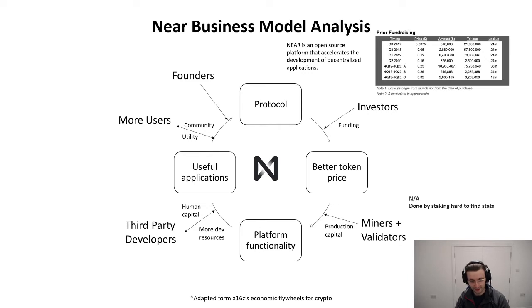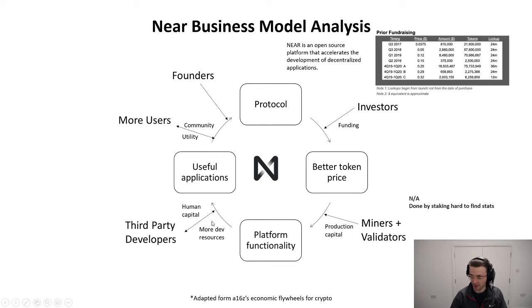So as a Near holder, you can go to staking in your wallet and just stake tokens, and that helps do the proof of stake consensus mechanism. But I couldn't find any stats anywhere on how many validators are actually running nodes. Maybe there's something out there that I just haven't come across. So that's that bit. Then we get on to the third-party developers, slash platform functionality, slash useful application. This bottom left-hand corner.